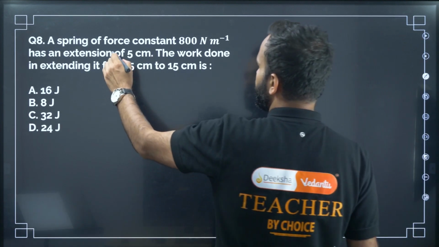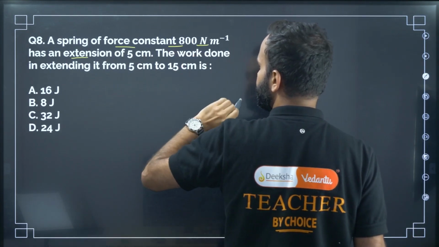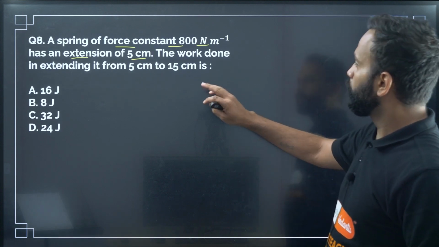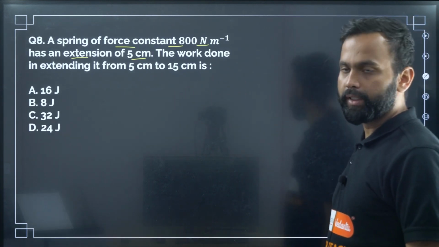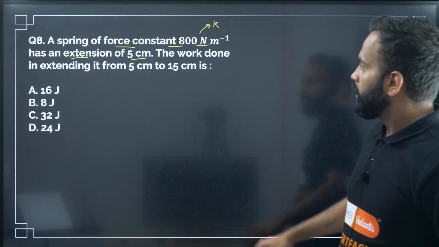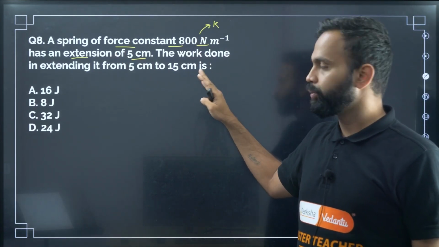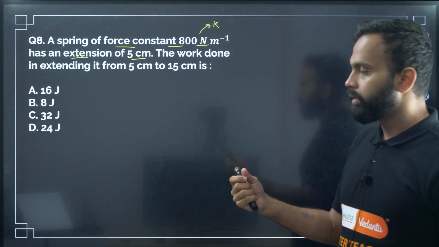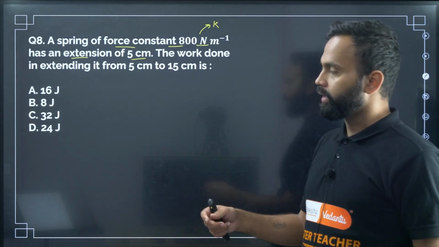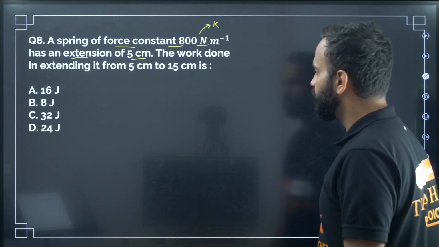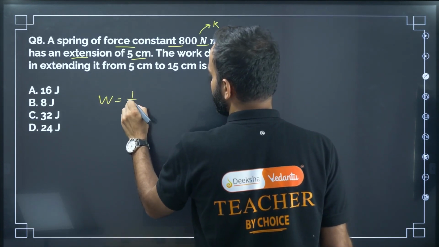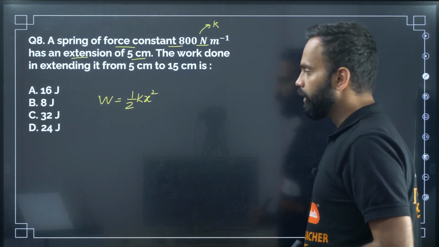Question number 8. A spring of force constant 800 Newton per meter has an extension of 5 centimeter. So the work done in extending from 5 centimeter to 15 centimeter is, okay. Here the spring constant K is given, right? Here the spring is already extended, that is, potential energy is already stored, right? Now we are extending it from 5 centimeter to 15 centimeter, right? So we need to find the work done in extending it from 5 centimeter to 15 centimeter. We know that work done by this spring force W equal to half K into x square, right? Half K into x square.